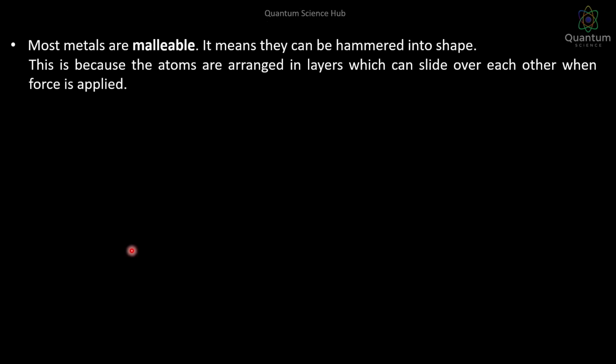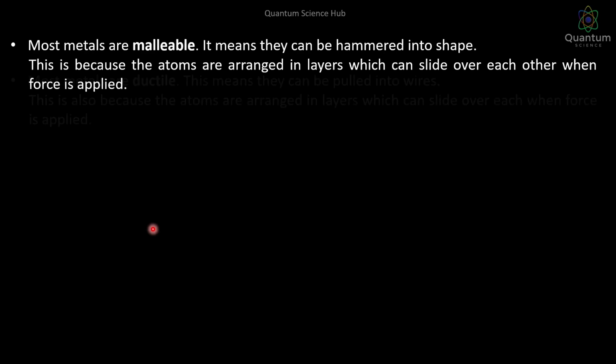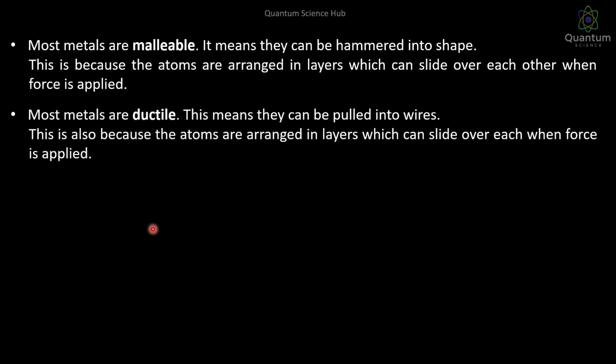Metals are malleable. It means they can be hammered into shape. This is because the atoms are arranged in layers which can slide over each other when force is applied. Most metals are ductile. This means that they can be pulled into wires. This is also because the atoms are arranged in layers which can slide over each other when force is applied.